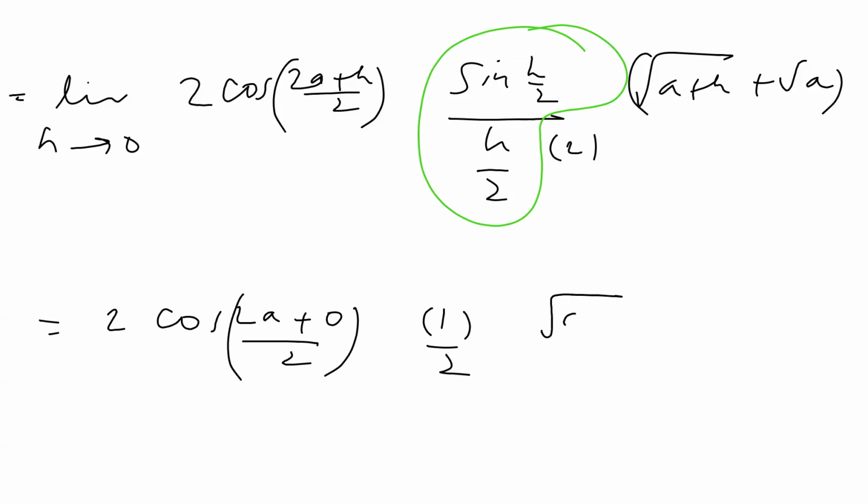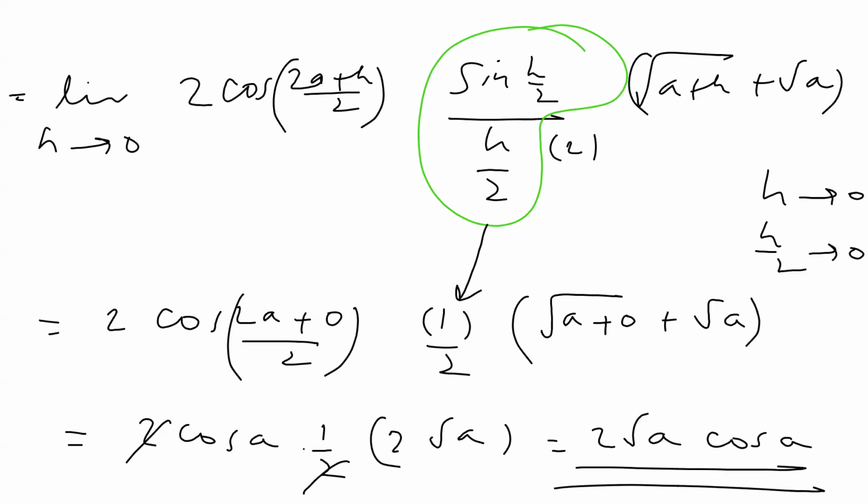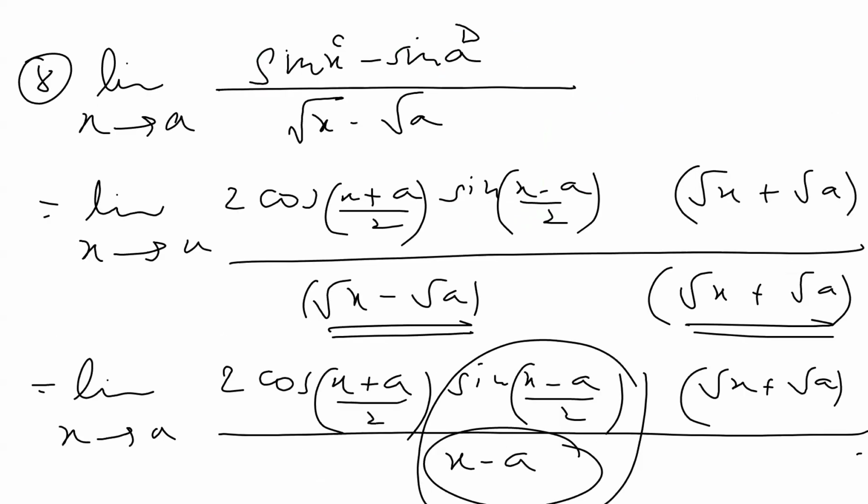1 upon 2. So now h approaches 0, so h by 2 also approaches 0. That's why this is 1. So 2 cos a, half, 2 root a. 2 gone. 2 root a cos a. So I would recommend do this to avoid any confusion. After this step, you can just change the limits.